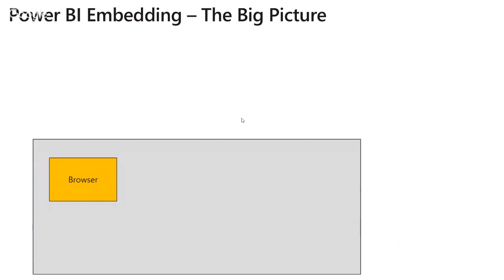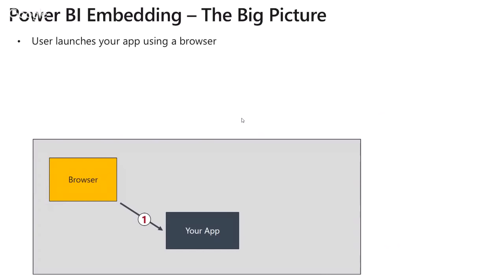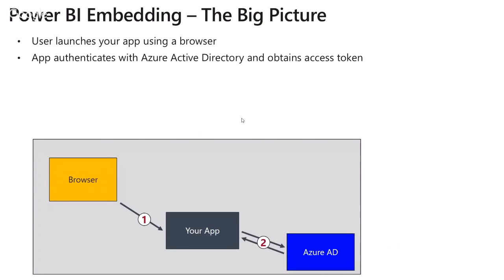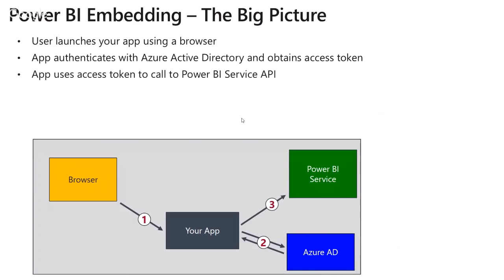I've done this slide pretty much every time I've talked about Power BI embedding for the last year, but just to make sure everyone's on the same page. The idea is that you have a user, and the user is using your application through a browser, whether that is a single page application or an MVC application with server-side code. What we need to be able to do is go to Azure AD and get an access token, mainly because getting the access token is what allows us to call the Power BI service.